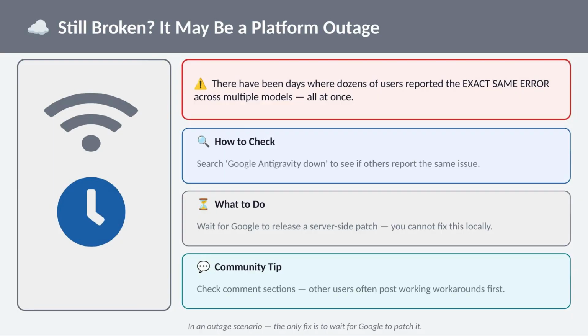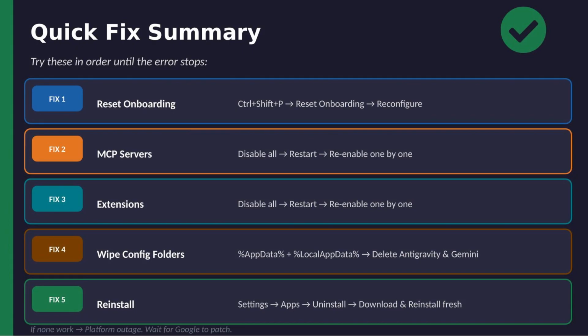Conclusion: the "agent terminated due to error" message in Google Antigravity can often be resolved by resetting onboarding, checking MCP servers, disabling problematic extensions, or wiping configuration folders and reinstalling the application. If none of these fixes work, the issue may be temporary and caused by a Google-side outage requiring a patch.